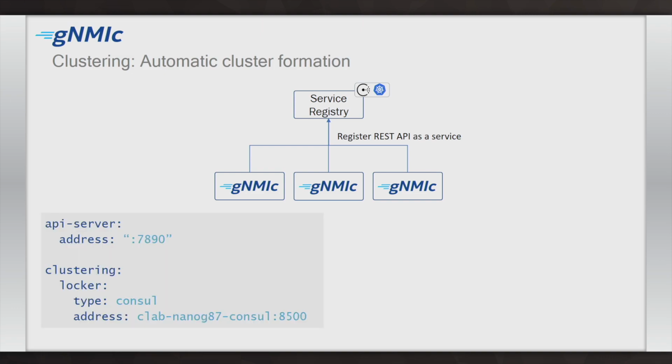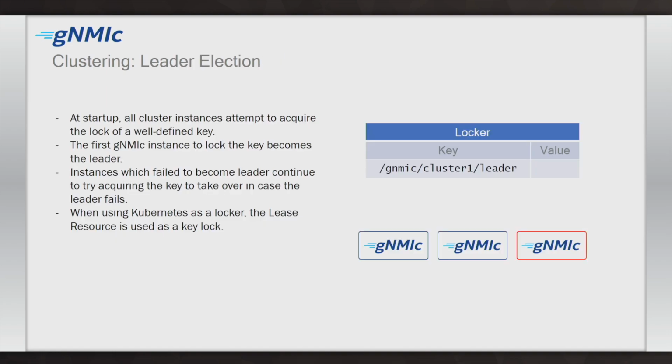So each gNMIC instance registers itself in there, and the other instances can query and discover, basically, each other. So the way you configure it is you enable the API server, so that's an HTTP API server. The clustering section says what type of locker or what type of key value store you want to use to build the cluster. So in this example, it's Consul, with the address of the Consul server. For Kubernetes, it would just say Kubernetes. You already know you're running within the cluster.